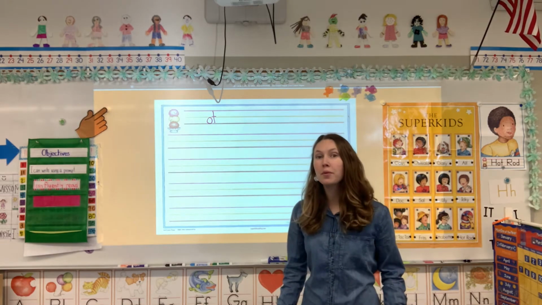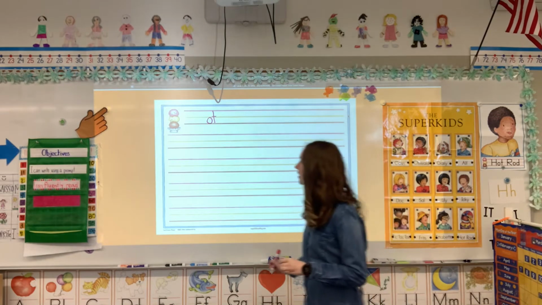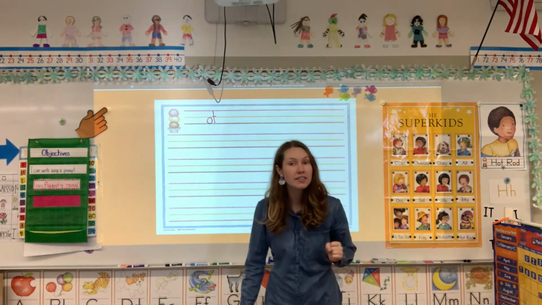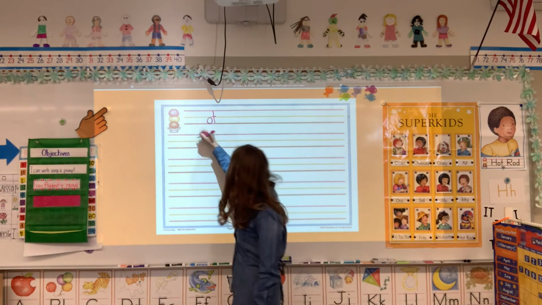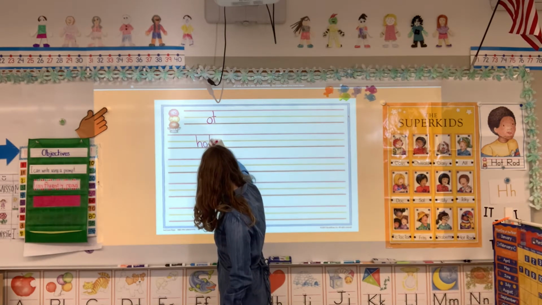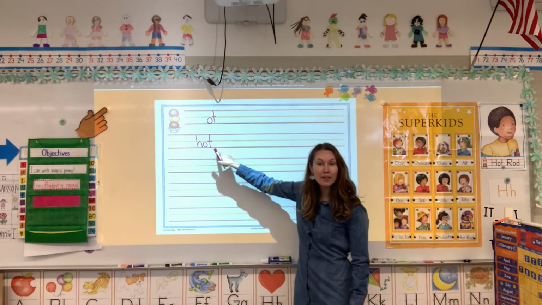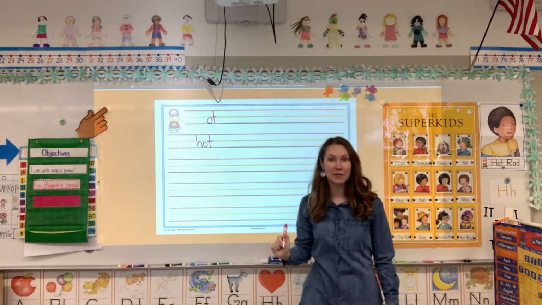The first word we're going to write is hot. Hot. What letter is at the beginning of the word hot? It's letter H. Very good. So our first word in the ot family is hot. And there's that ot family ending, the O and the T. So hot is one of our ot family words.